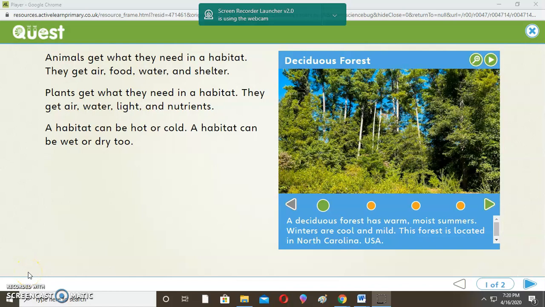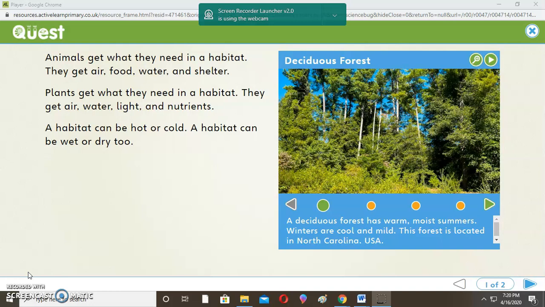Today we are going to look at pond habitats. We've been looking at habitat for the past 2 weeks now, and I hope now you understand what a habitat is. And now today we are going to look at pond habitat.